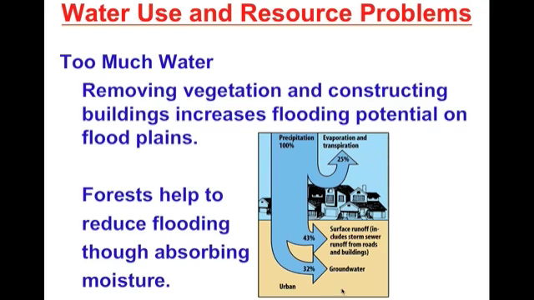So this is an illustration of what happens to precipitation in an urban area. In an urban area, of the total amount of precipitation, 25% of the water is either evaporated or transpired back into the atmosphere. 32% of it ends up as groundwater, and 43% of it ends up as surface runoff.